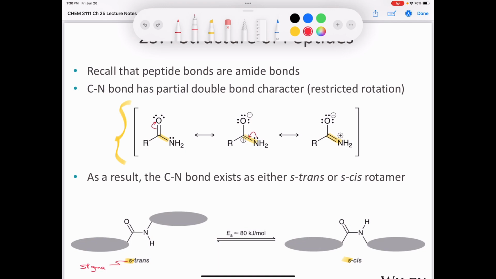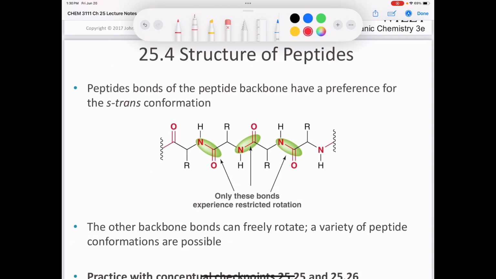Now, the S-trans conformation is usually more stable because it lacks the steric interaction that you see in the S-cis. Here you can see there would be a huge steric interaction. Now in a polypeptide, each peptide bond will show a preference for adopting an S-trans conformation. Nevertheless, polypeptides are not entirely planar because they still possess sigma bonds that experience free rotation. Only the peptide bonds experience restricted rotation.